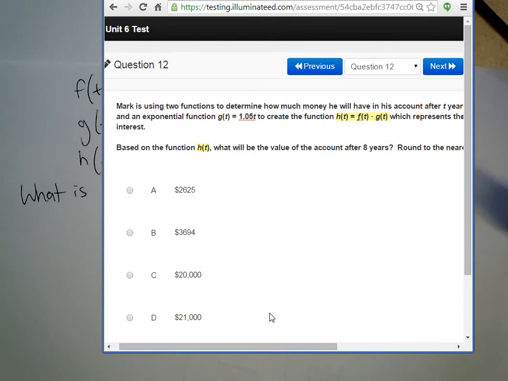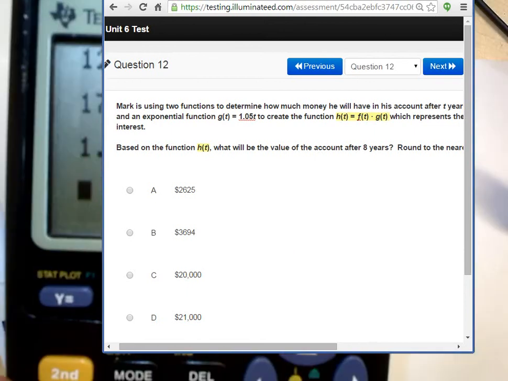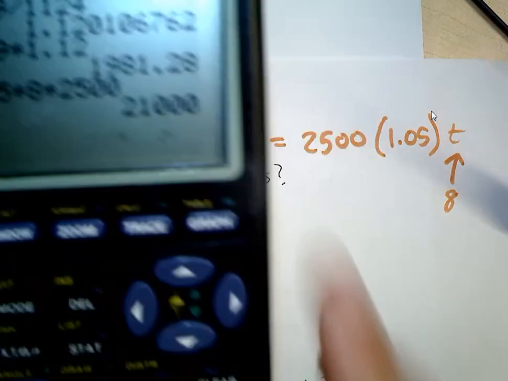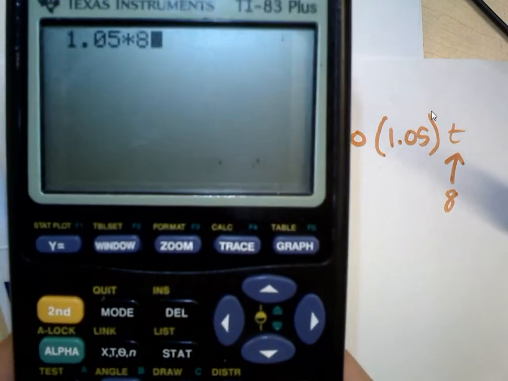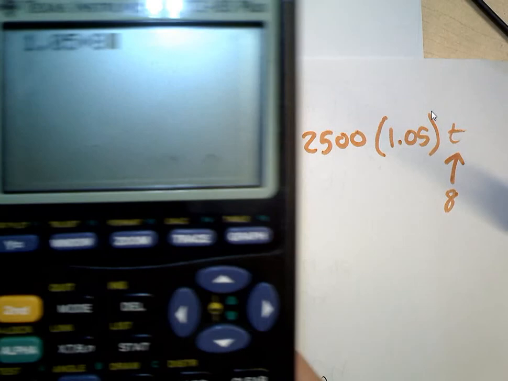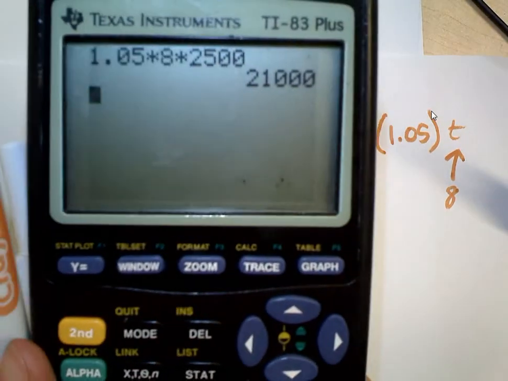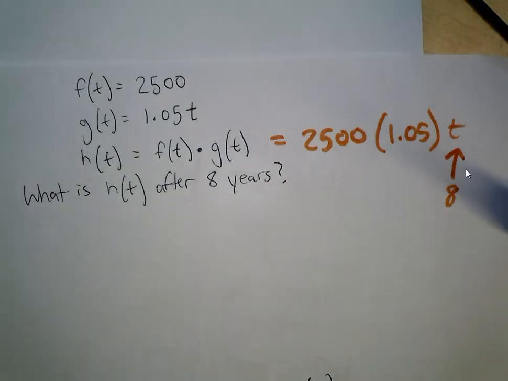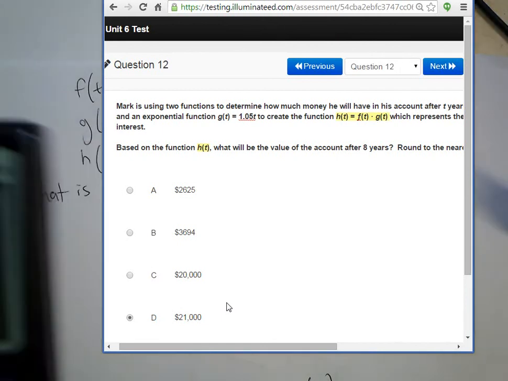And plugging this into my calculator, I did 1.05 times 8 times 2500, and I got 21,000. Now, if you thought that this was not an exponent and you did 21,000, then you selected D. So I gave that as the right answer as well. I went back and gave you an extra point.